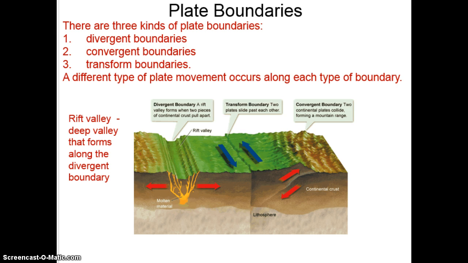Remember that there are three kinds of plate boundaries. There are divergent boundaries, there are convergent boundaries, and there are transform boundaries. A different type of plate movement occurs along each type of boundary. A divergent boundary is when a rift valley forms when two pieces of continental crust are pulled apart. A transform boundary is when two plates slide past each other, and a convergent boundary is when two continental plates collide, forming a mountain range. That is on this diagram. A rift valley is a deep valley that forms along the divergent boundary.